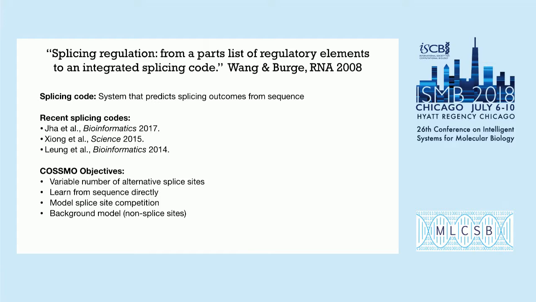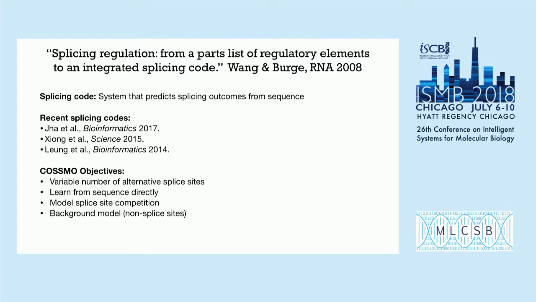With this work, we're primarily focusing on 4 improvements to previous models. The first one is that splicing is not always binary. Very often we have the choice between 2, 3, or more different splice sites. And so our objective is that the algorithm can make predictions for any possible number of splice sites.